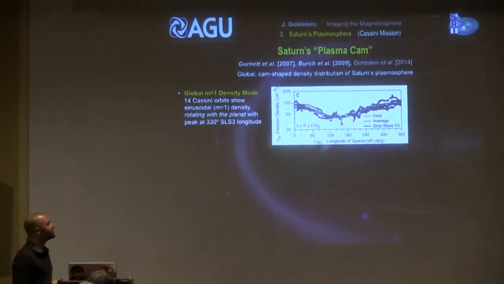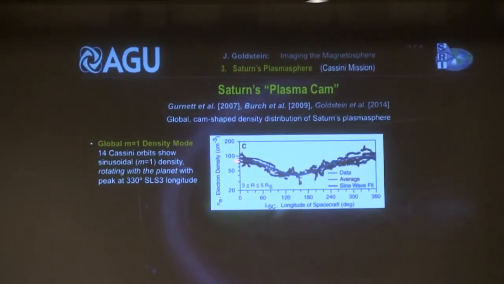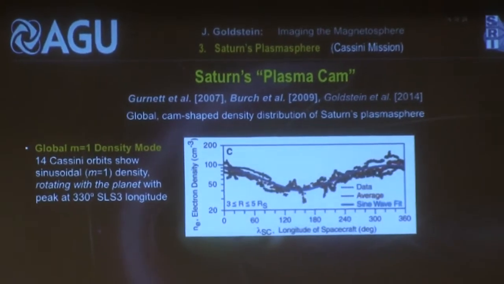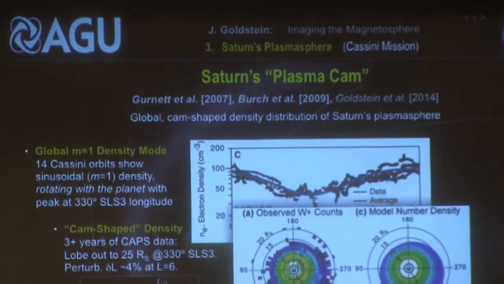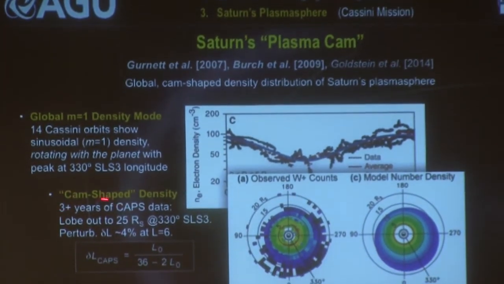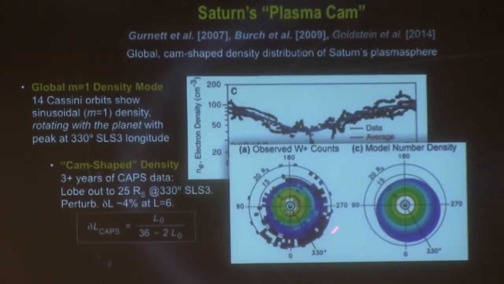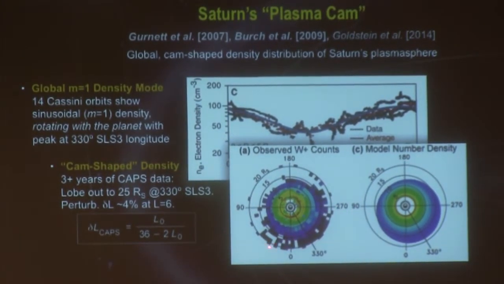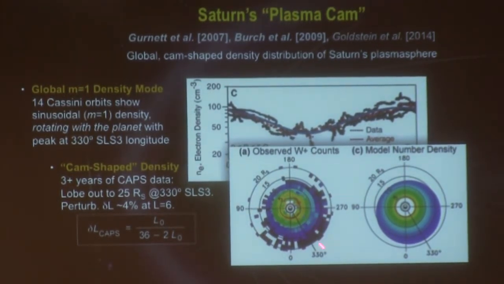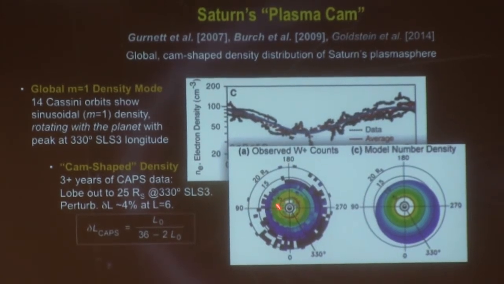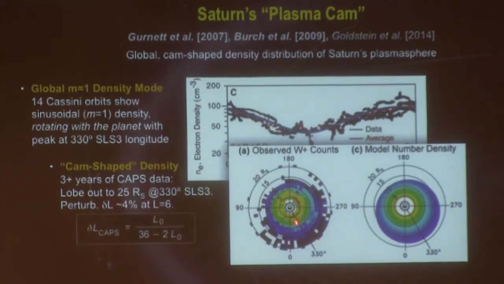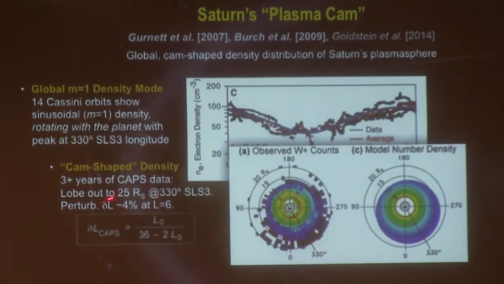That's in Saturn longitude system. So that's a global m=1 mode seen in situ from 14 orbits. If you put together over 3 years of Cassini CAPS data, you see this pattern here, a cam-shaped density, where the peak of the most outward thrust part of the cam, the peak in the density, is occurring once again at 330 degrees Saturn longitude system. There's a lobe that goes out to 25 RS, and it's peaked, like I said, at 330.